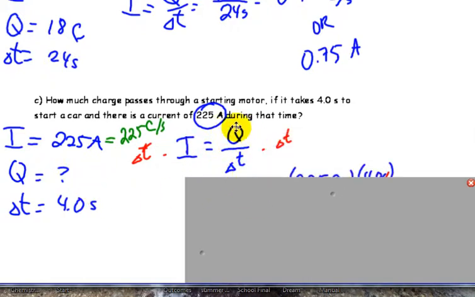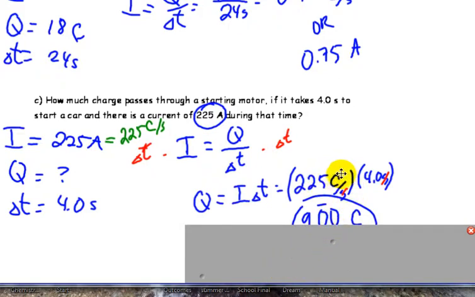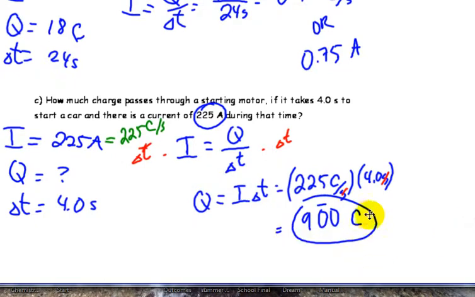So I'm looking for Q divided by T, so I'm going to multiply each side by T. Q will equal I times T, and you can see with these units, when current is expressed in terms of coulombs per second, the seconds cancel out, and I'm left with coulombs. 2 sig figs, so 900, that middle zero is significant.